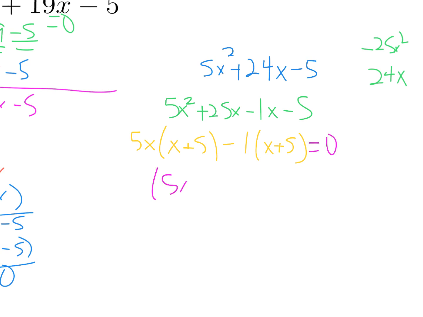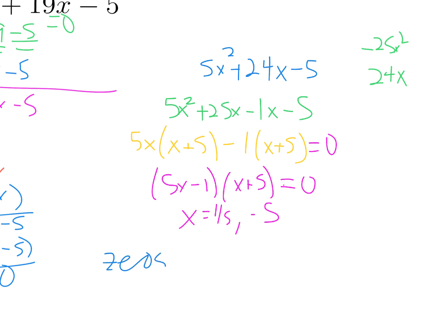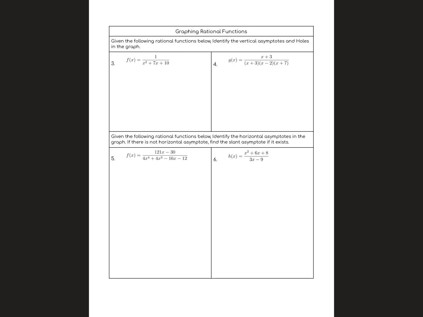So I'm going to wind up with 5x minus 1 and x plus 5. So the zeros are 1/5 and negative 5 if I solve that. So the zeros of the polynomial are negative 1, 1/5, and negative 5.